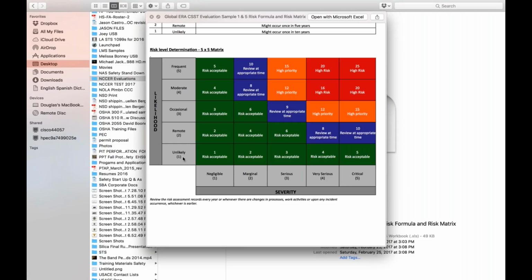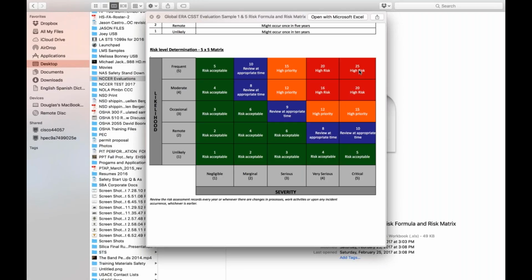So the least likely is a 1. The more likely or the more frequent that an employee is at risk, it's going to go all the way up to a 5. And if you notice here on the severity, how bad can the consequence be? It starts off at a 1 and goes all the way up to 5 with critical. So if we have employees that are at great risk very often, and the risk could be very significant, that will be the highest risk you can get on this table, which would be a 25.